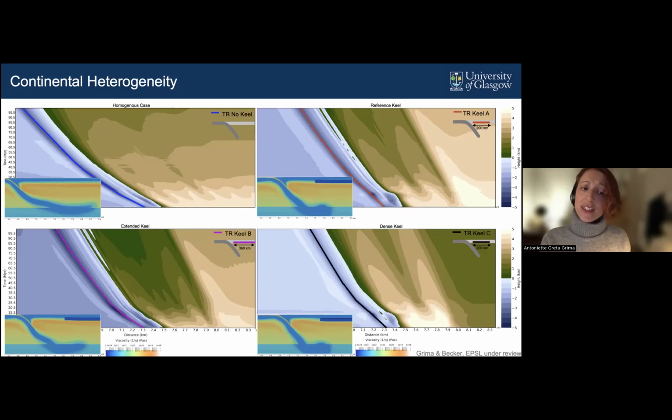And if we look at the trench retreat and compare that across 4 models, we can see that the trench retreat, particularly for a homogeneous case and our heterogeneous cases, shown here in blue, magenta, red, and black, varies quite a lot between the different implementations.